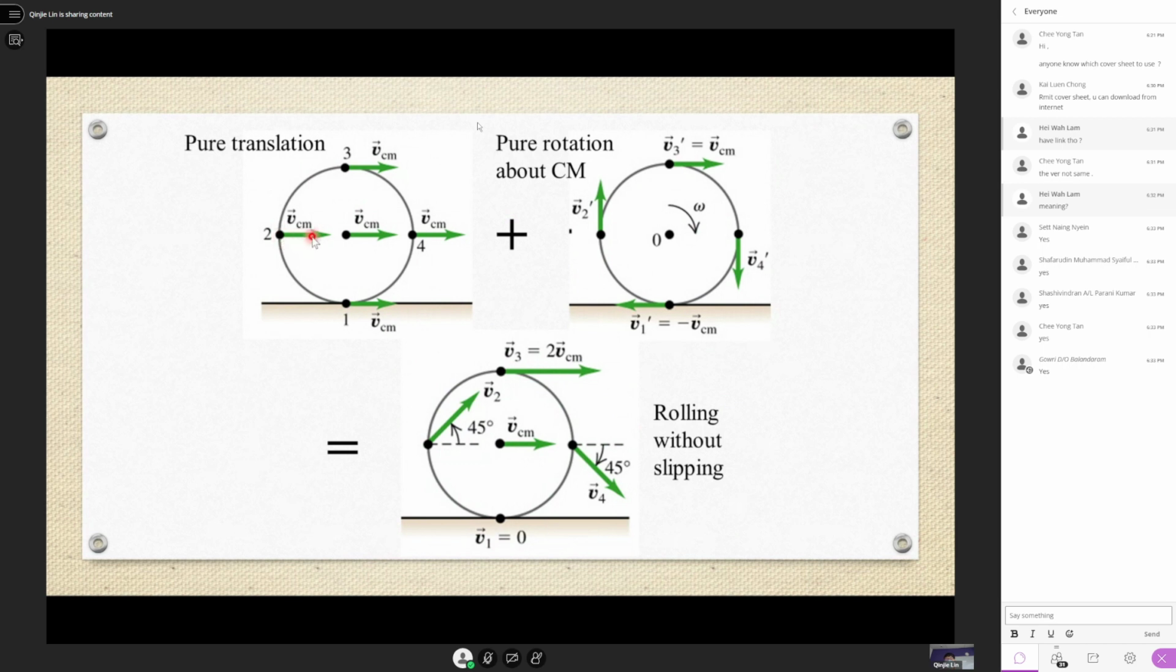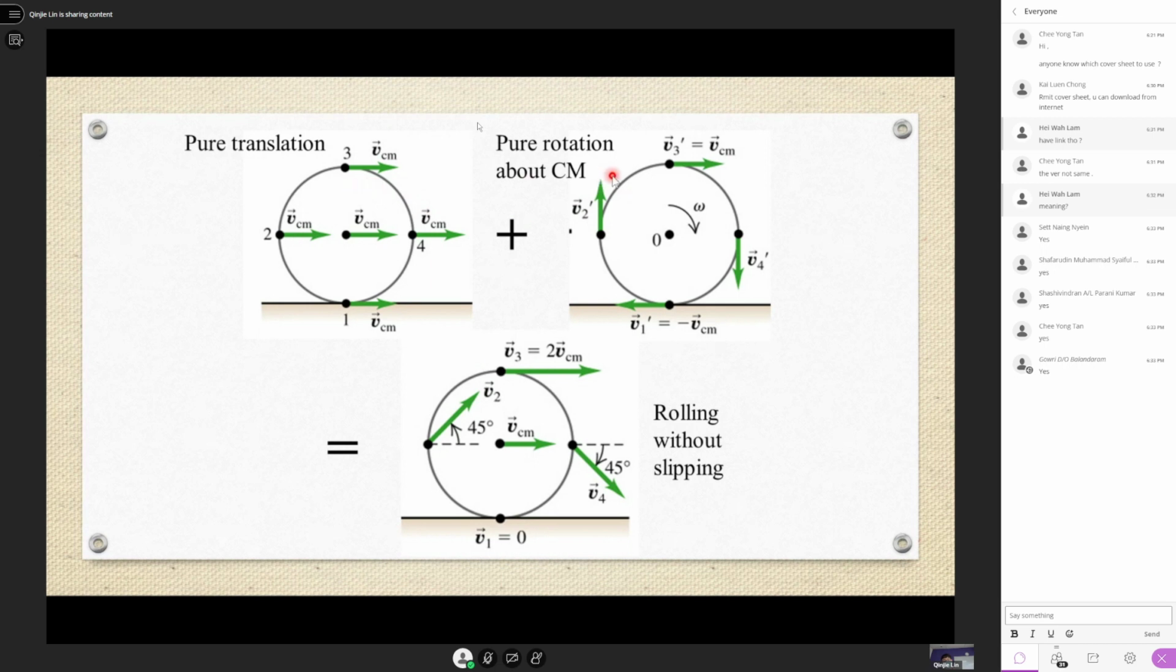Translation, this point is going to the right, correct? But because of rotation, it's rotating clockwise. This point at the instant is going upwards, it's moving upward. That's why you combine together, right? The vectors you add together are going to be at 45 degrees to the top right. It's actually combining, adding these two vectors together.